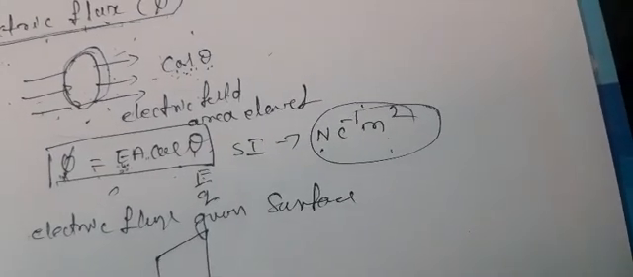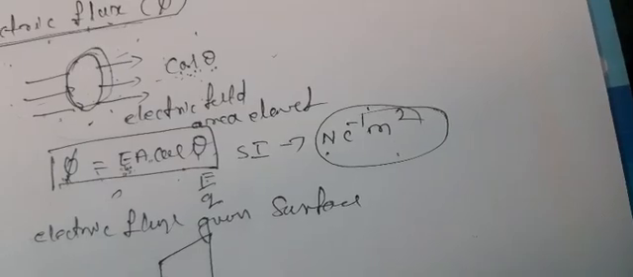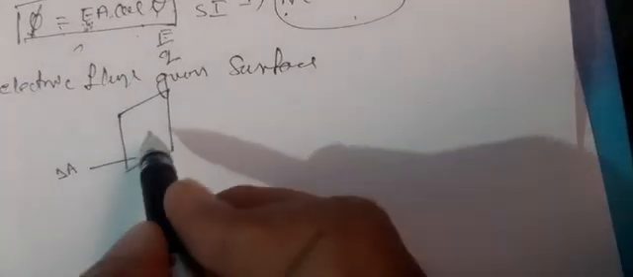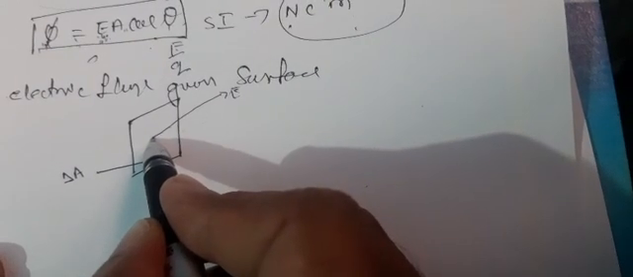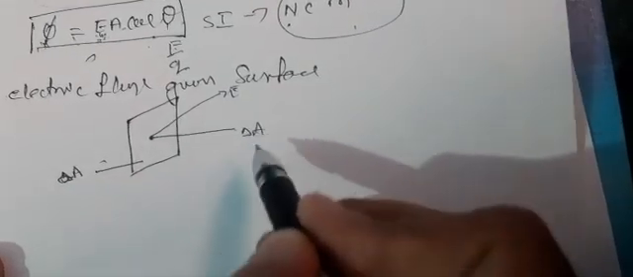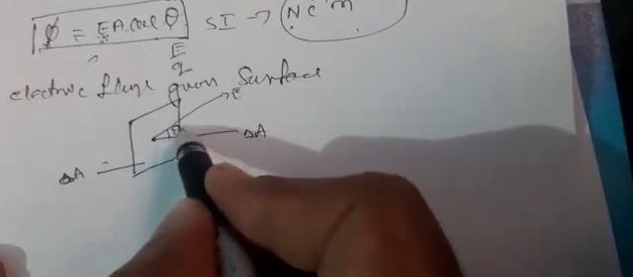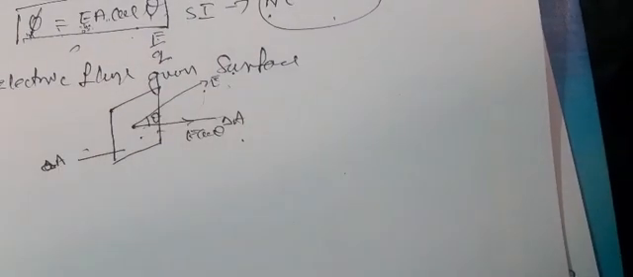The surface consists of area elements, and each area element is taken as delta A. E is the electric field. Theta is the angle between the electric field direction and the surface element, so the resultant component of the electric field is E cos theta. That is the diagram and explanation of electric flux through a given surface.